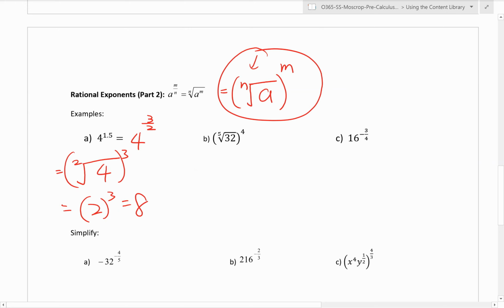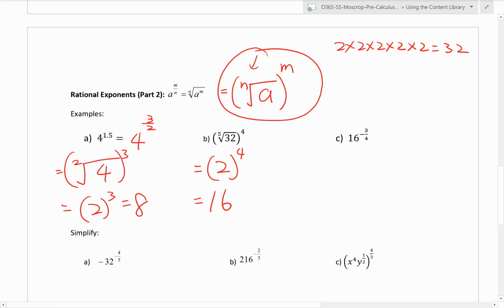Part B, same thing. So I guess we can just simply evaluate this. The fifth root of 32 is 2. It might take you a while to recognize that, but once you do enough of these practice questions, you'll see it right away. Again, fifth root of 32 is 2 because 2 times 2 times 2 times 2 times 2 is 32. So the fifth root of 32 is simply 2. And then now 2 to the power 4 is 16.